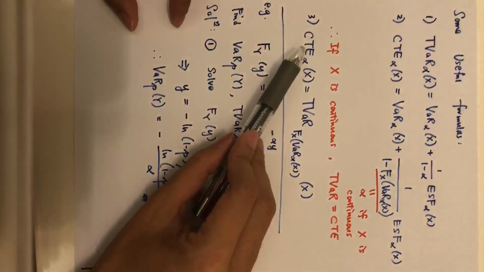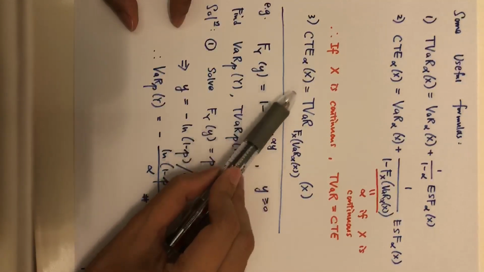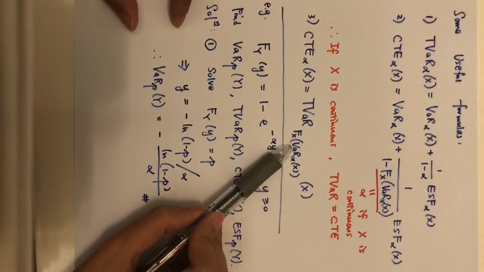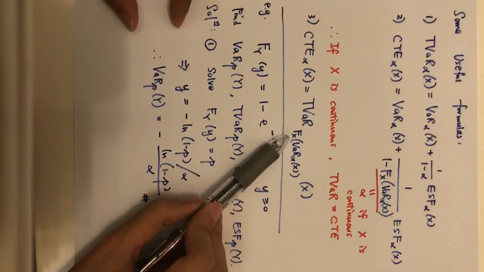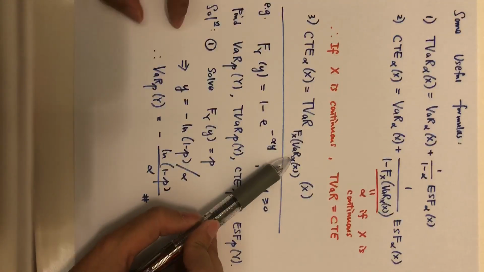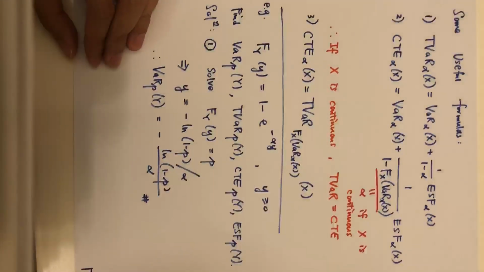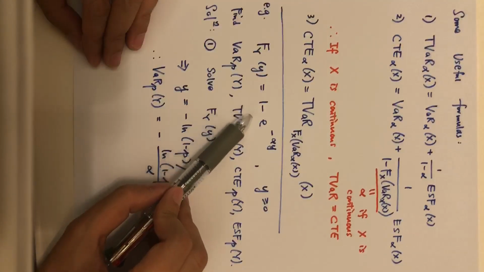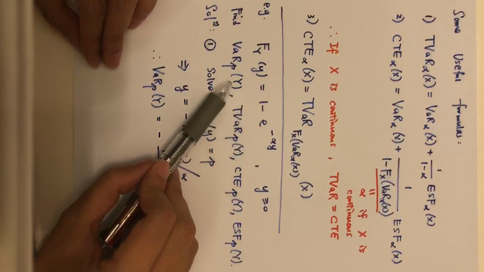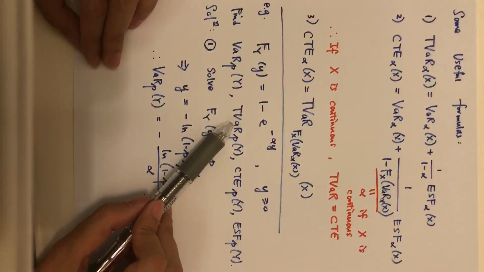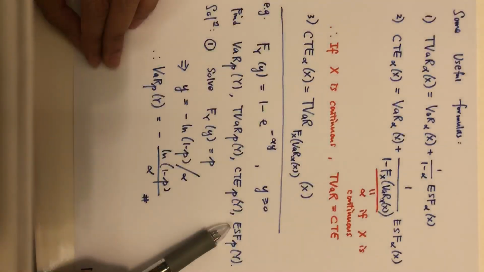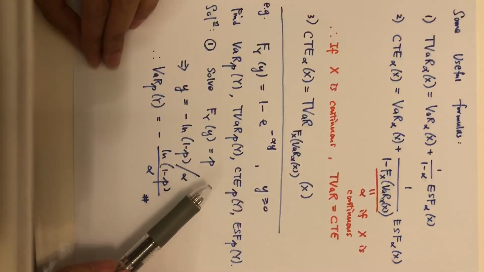In general, CTE at level alpha is the same as TVaR at another probability level, and the level is given by F_X of VaR at alpha. Now let's take a look at some examples. Here we consider an exponential distribution. We want to find VaR, TVaR, CTE, and also ES, expected shortfall, at level p.